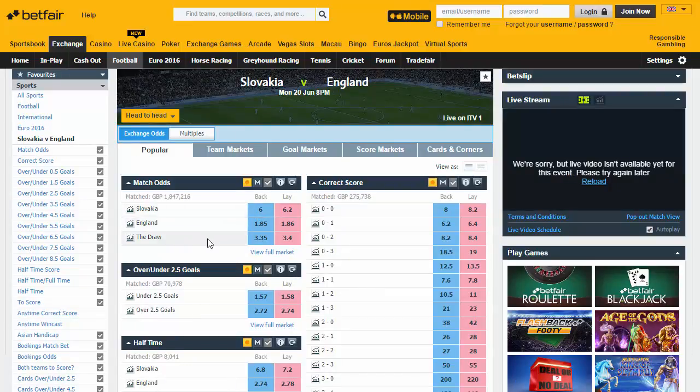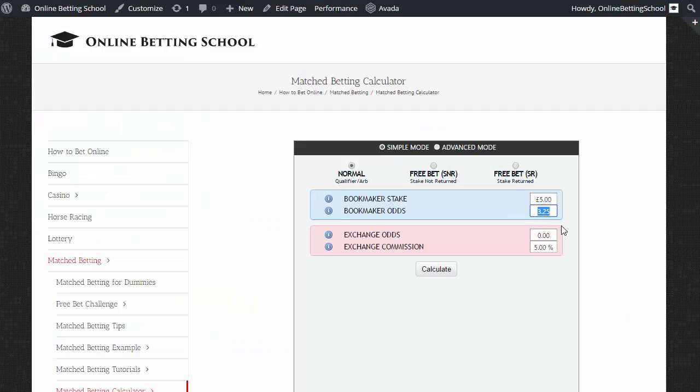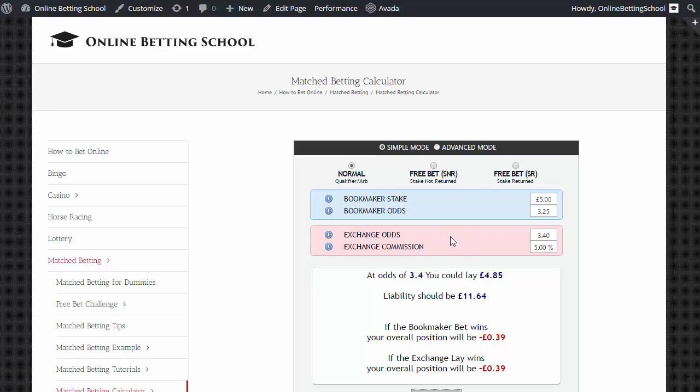So we could lay this event here. It's the pink one at Betfair, 3.40 you could lay that with. Now if you were to do that, you would put in the lay odds here of 3.40, and exchange commission is 5% at Betfair. So this means you would get an acceptable loss of 39p. So you'd lay £4.85 at Betfair, you'd back or bet £5 at Sky Bet.